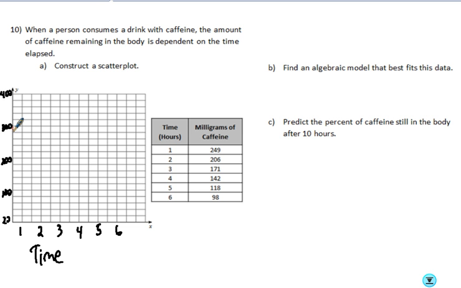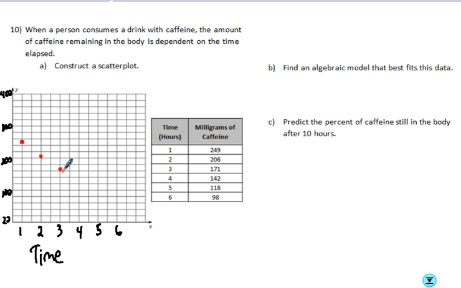249, well, there's 300. Let's count back, or we can start at 200, right? That would be 220, that would be 240, that would be 260, so 249 would be right about there. And this doesn't have to be perfect, right? Because we're sketching this, so we just want to know the general idea of what this would look like. And then it says 2 would be 206. Well, that would be just a little bit above 200. And then 3, 171. So there's 100, 120, 140, 160. So maybe right around there.